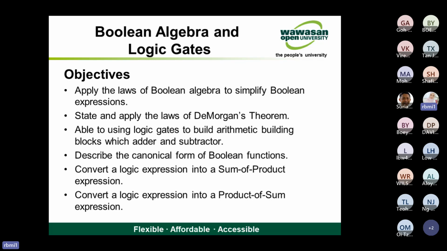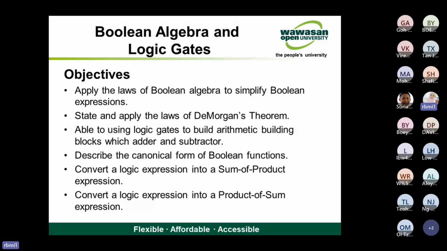As for today, we have 4 subtopics to be covered. For today only 3 subtopics. The first one is Boolean algebraic theorem, and second is binary arithmetic circuit. And finally the canonical form of the Boolean function.